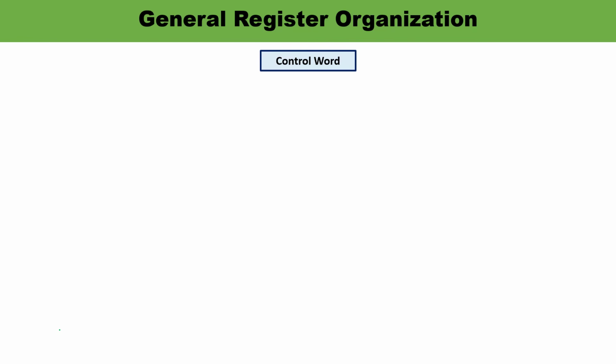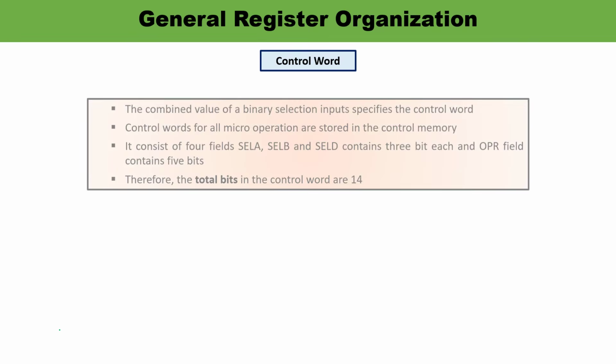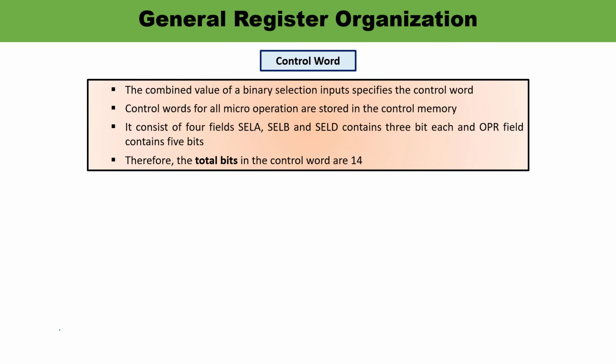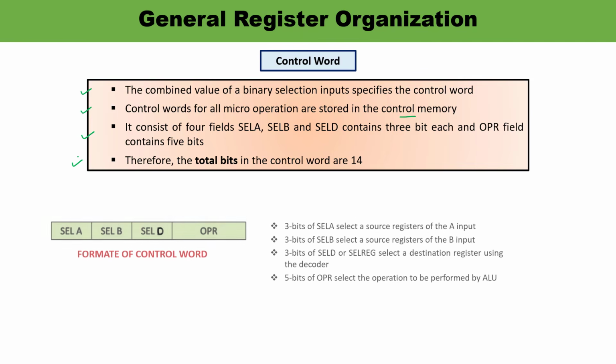Now let us discuss how the control word is to be written and what you understand by the control word. It is the combined value of the binary selection inputs that specify the control word, right? And the control word for each micro operation is to be stored in the control memory. It basically consists of 4 fields: select A, select B, select D, which is about the destination, and the operation code. And the total number of bits in the control word is 14.